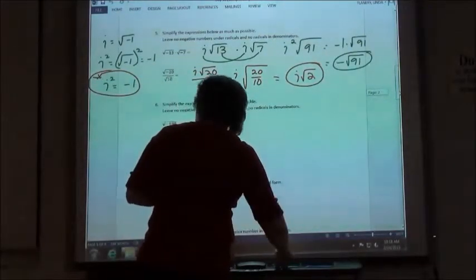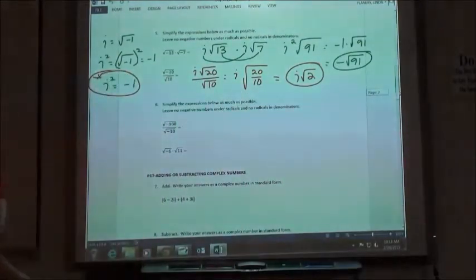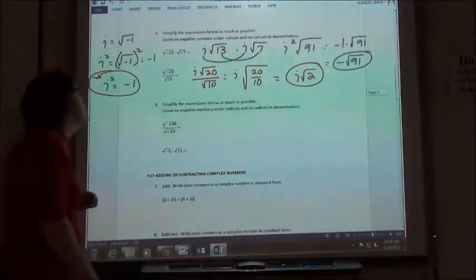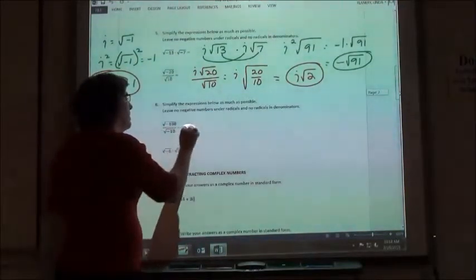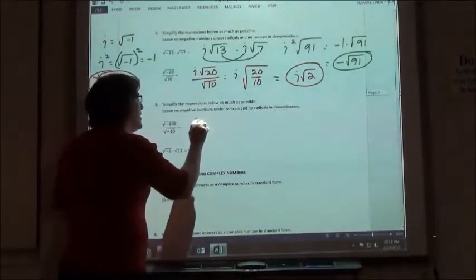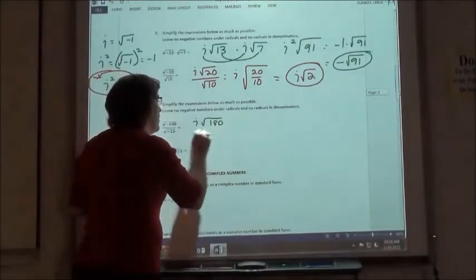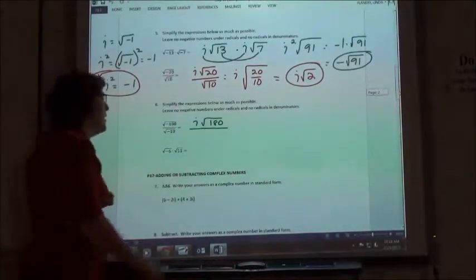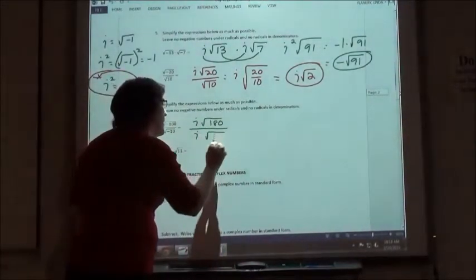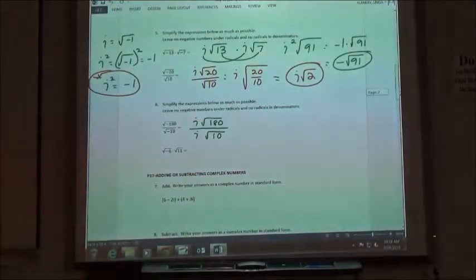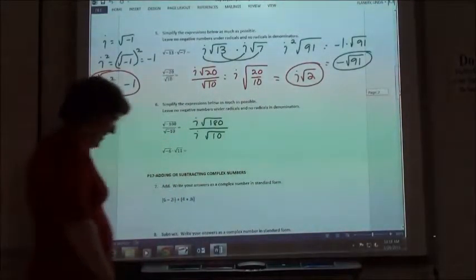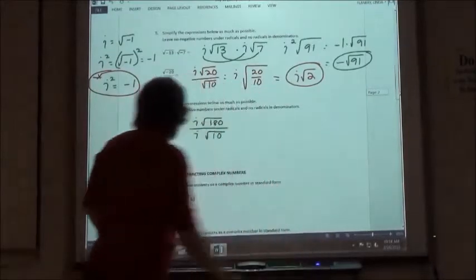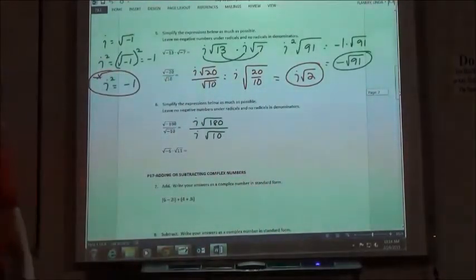All right, so in number 6, what are we going to do? We are going to make the 180 a positive, so square root of 180, I square root of 180 over I square root of 10. What am I going to do with that mess? And then we'll go I, a big fraction, 180.